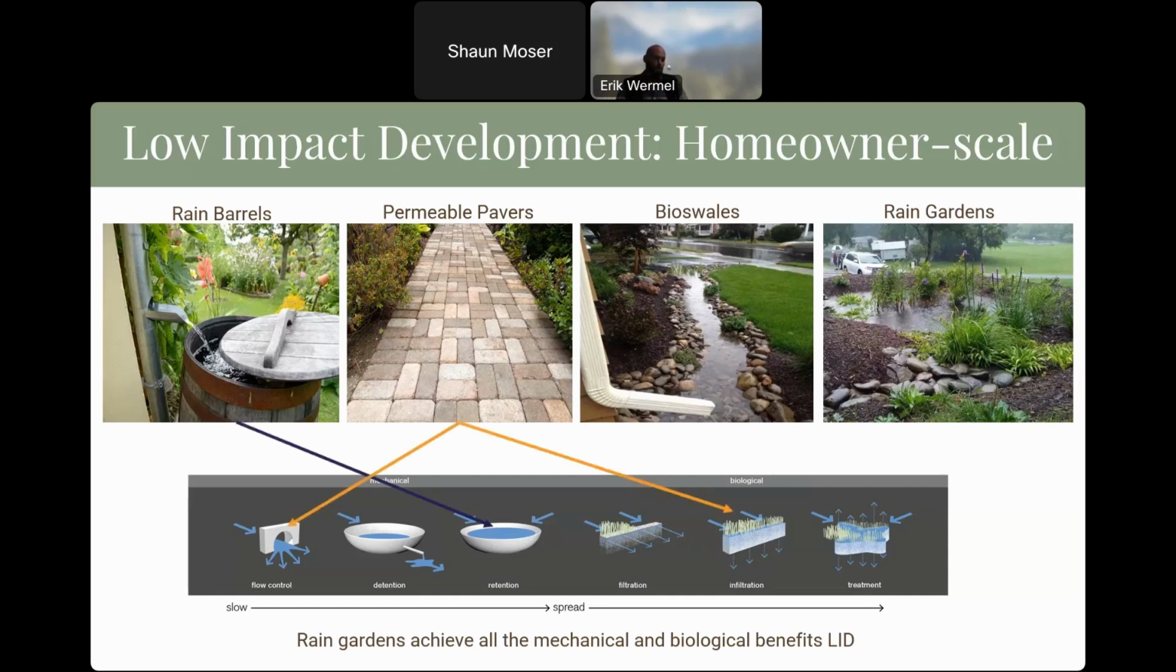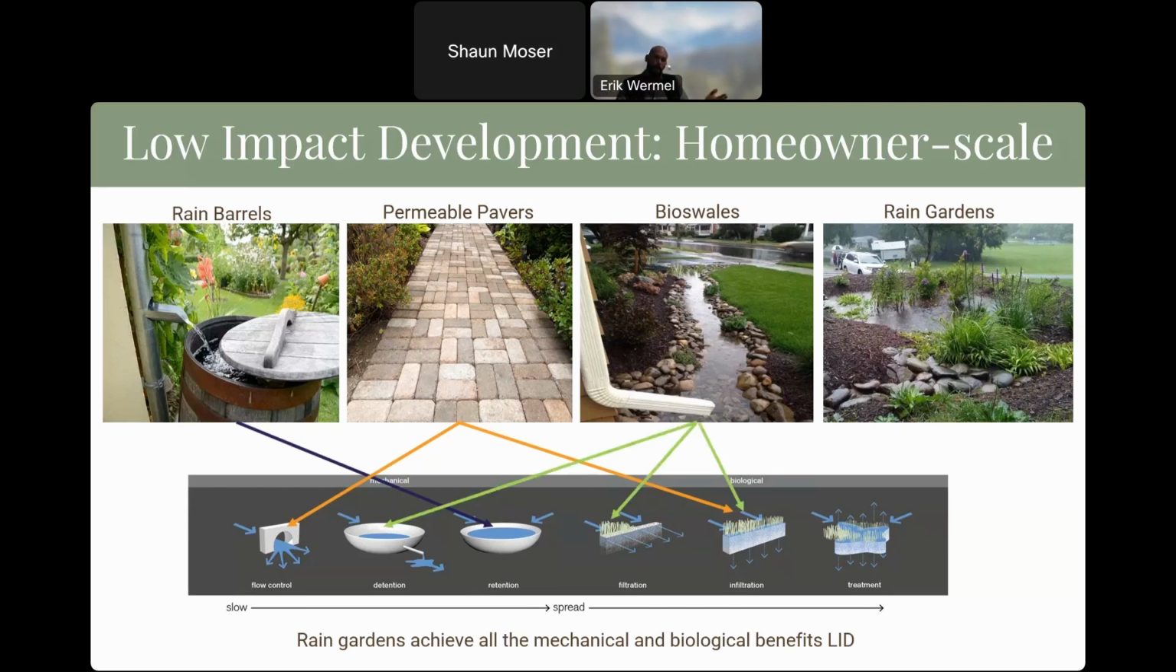We've got permeable pavers, and that's achieving that flow control aspect. So if you're putting in pavers, or if you're putting in some kind of pathway, it's always good to consider whether or not it's permeable. For the purposes of our turf replacement programs, we only fund areas that have permeable pavers. So this is something that we're thinking about, and it's an excellent option for you.